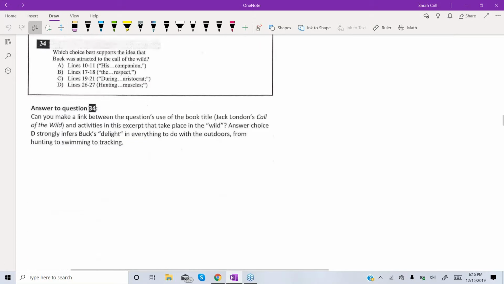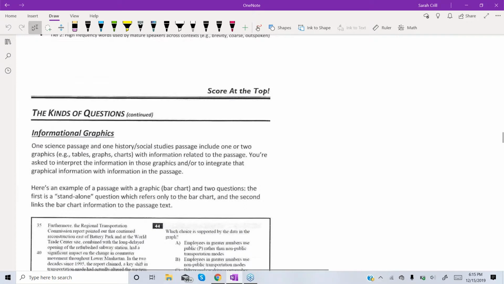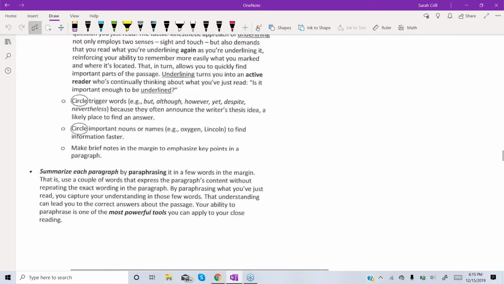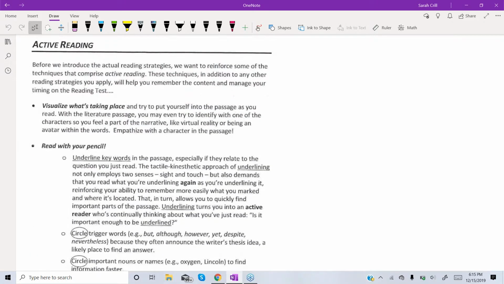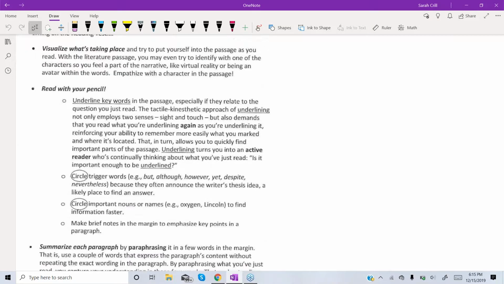All right, let's see what we got here. So active reading strategies, you want to make sure you're visualizing what's taking place in the passage. Kind of keeps you from getting too bored. And then we also have read with your pencil, underlining key words, circling trigger words. I definitely recommend making brief notes in the margin to emphasize key points in the paragraph.